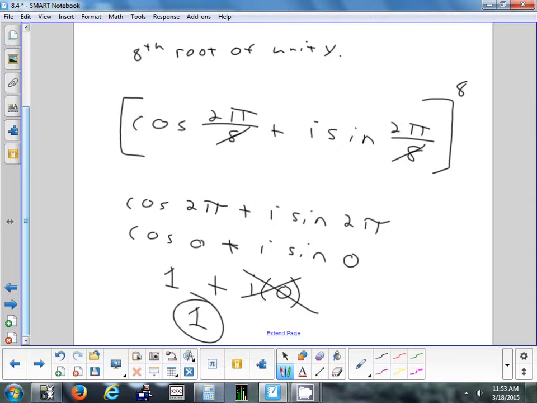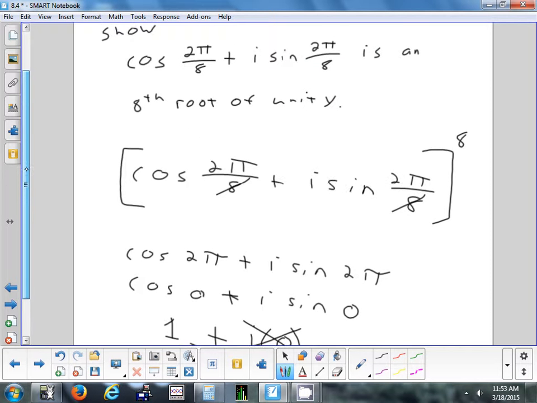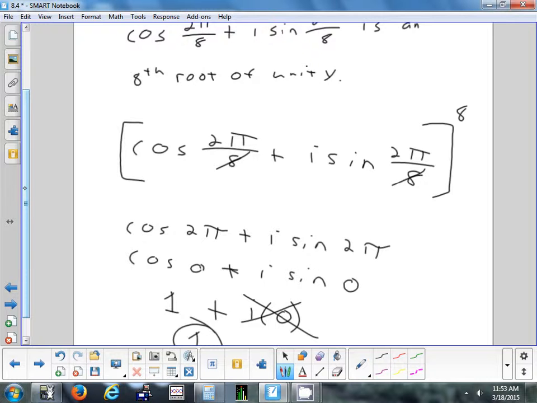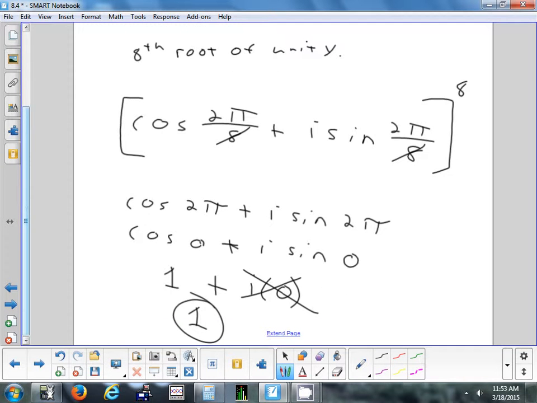How would you get the other answers? Well, we'd have to go through the whole process. But that's not what this problem is about. Okay. Any questions how I just proved that's an eighth root of 1? Generally, that's a little faster to do than the other types of problems.